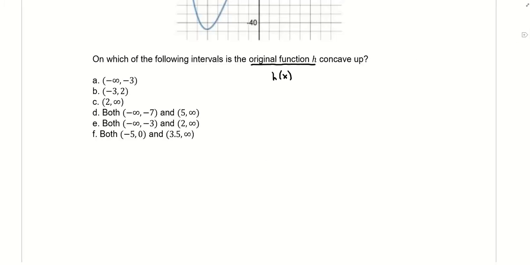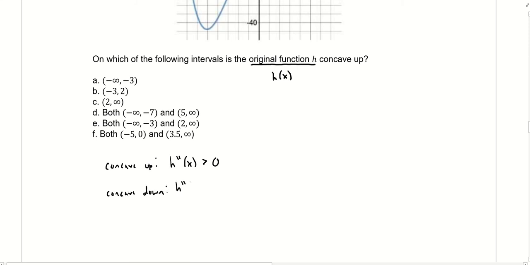So from the 9.2 notes, sorry, my cat is sitting on my tablet. I've got to move this really quick. Sorry about that. We learned that we can say that a function is concave up if that function has a second derivative that is greater than 0. And we learned that we could say that a function is concave down if that function has a second derivative that's less than 0. So that's what we learned about in the 9.2 notes.